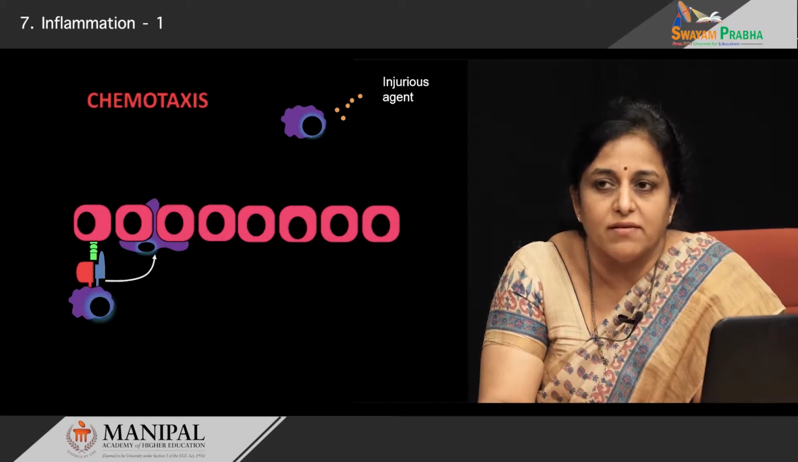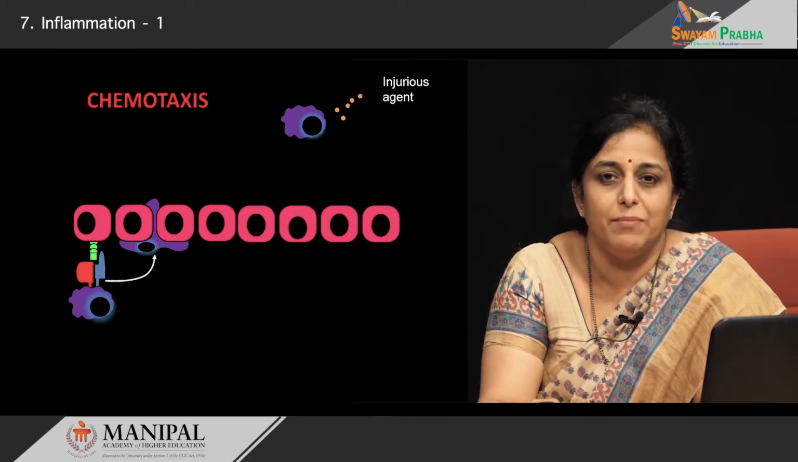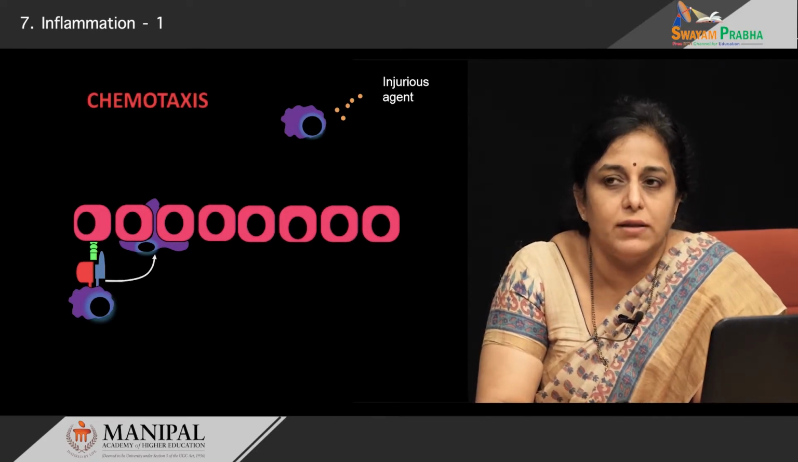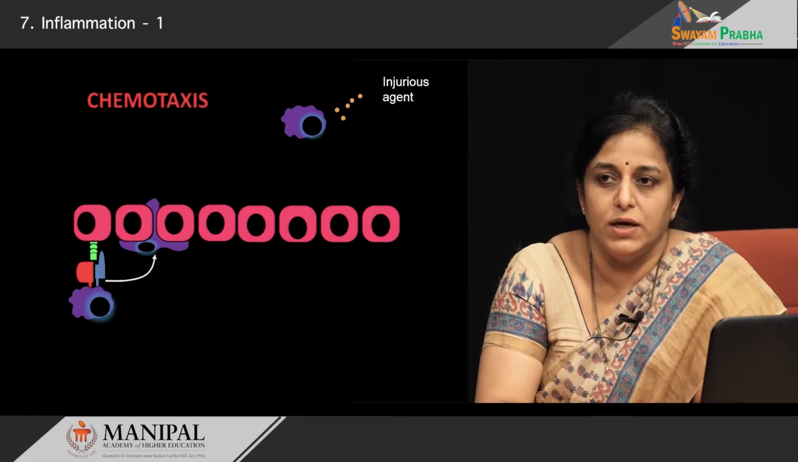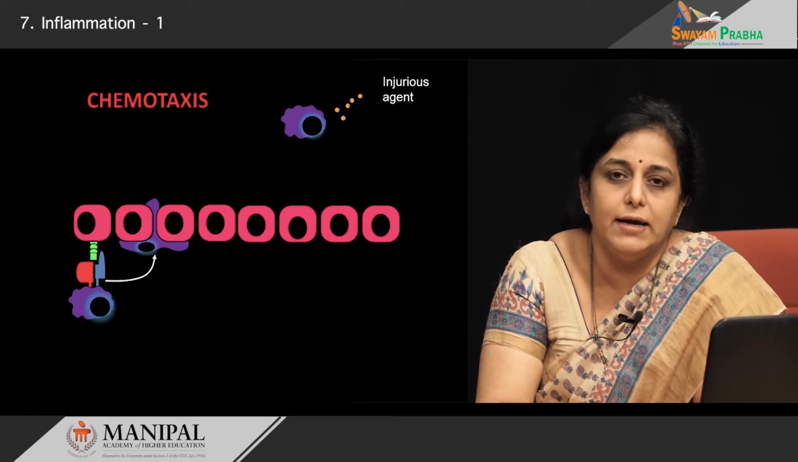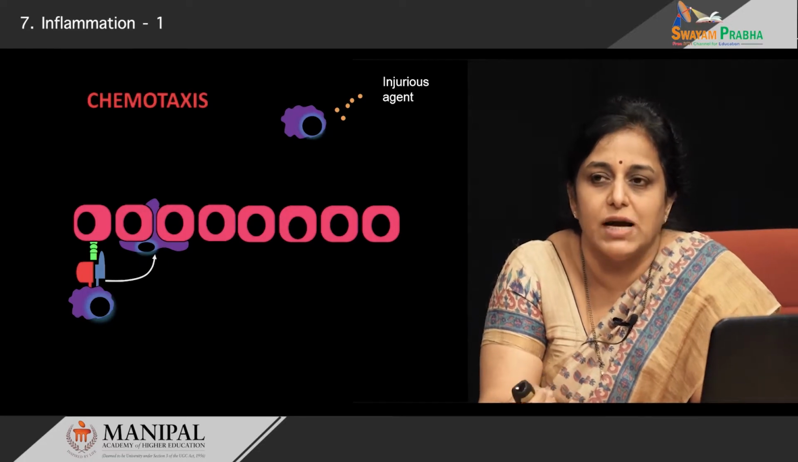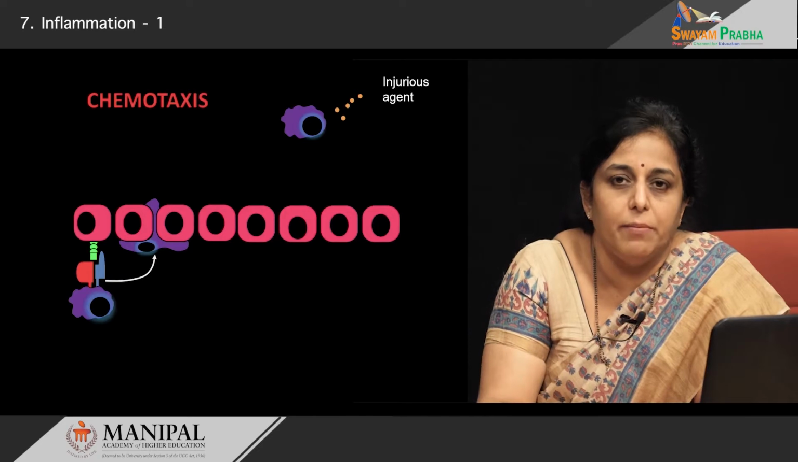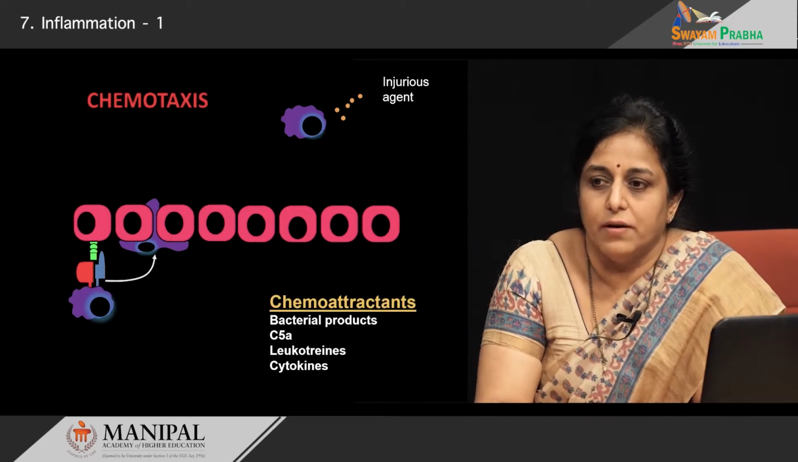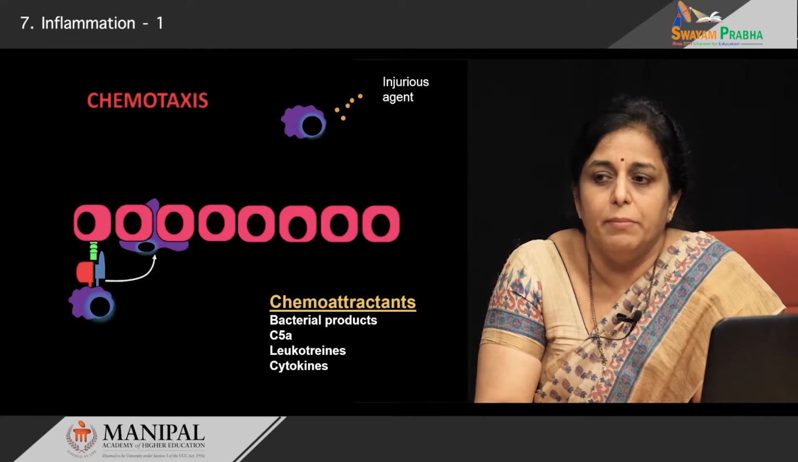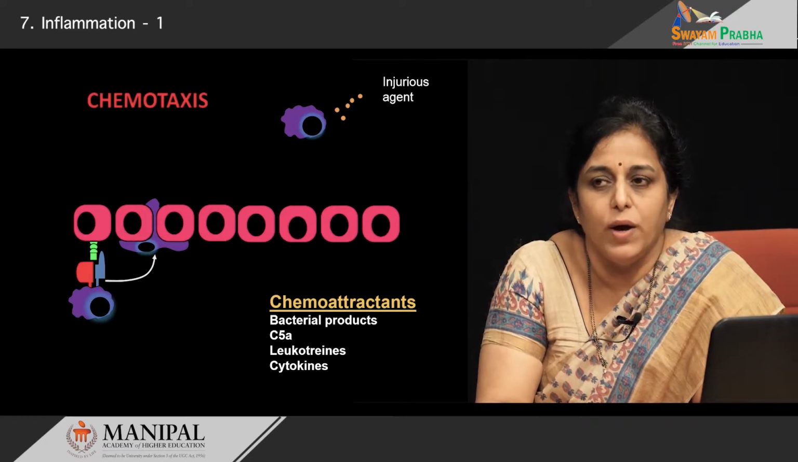It is called chemotaxis because the movement is towards a chemical gradient. Chemicals are released at the site of injury which attract the leukocytes, causing them to move towards the site of injury. So, taxis is movement and chemo is chemicals. So, it is a unidirectional movement of leukocytes to the site of injury which is regulated by chemicals. So, the most important chemoattractants that are released are the bacterial products themselves, which attract the leukocytes.